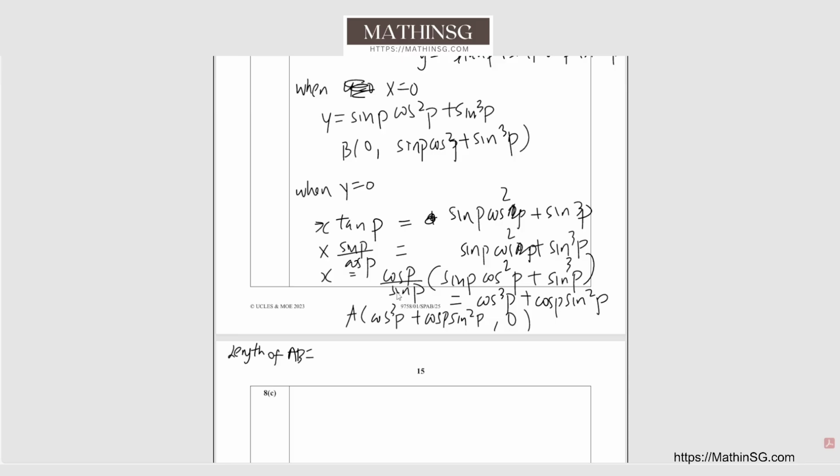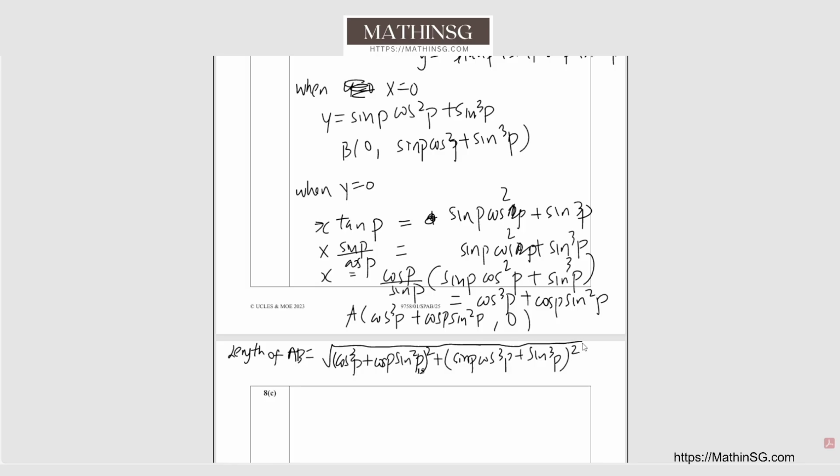It's basically this minus 0, which is basically just this squared, minus this minus 0 squared, which is basically just this squared. Then square root the whole thing. So it's basically cos cubed p plus cos p sin squared p, all squared, plus sin p cos squared p plus sin cubed p, all squared.